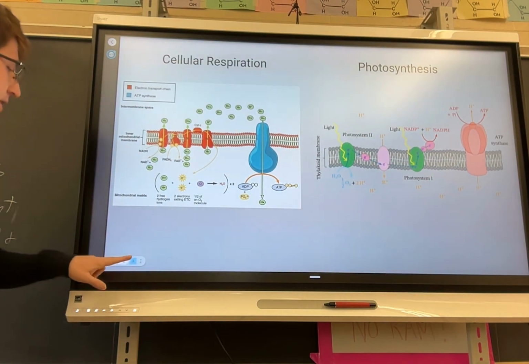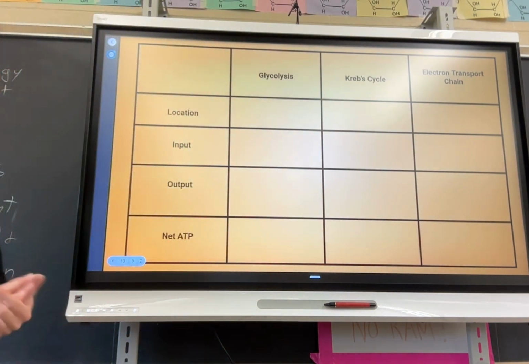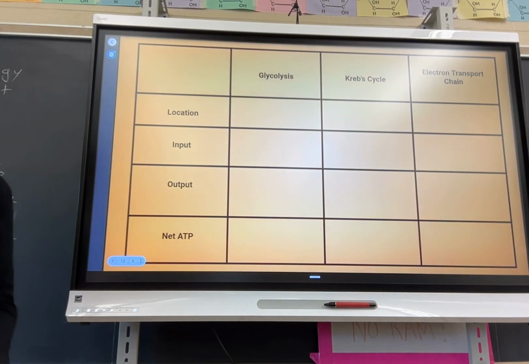So, take this time, if you have not already, discuss with your partner where it's found, the input, the output, and the net ATP.